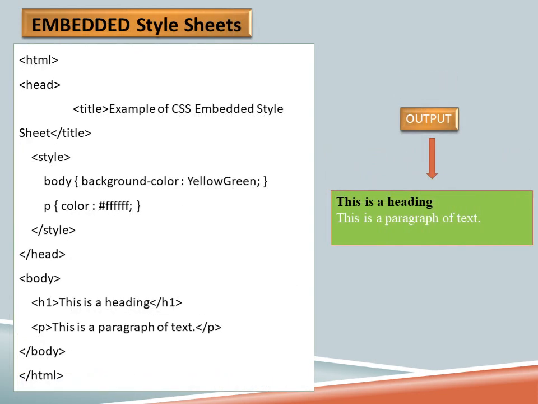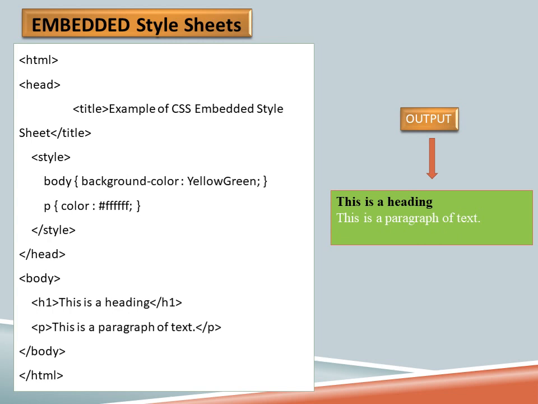Now next is an example of an embedded style sheet. In this case we are using the style tag in the head tag. In the style tag we are giving a selector body and some properties for it, and also we are using a paragraph tag. In the body tag, we are writing h1, this is a heading, and then we are using a paragraph tag and writing a line, this is a paragraph of text, then the paragraph tag is closed. And now see, there is an output. This is a heading and this is a paragraph of text.